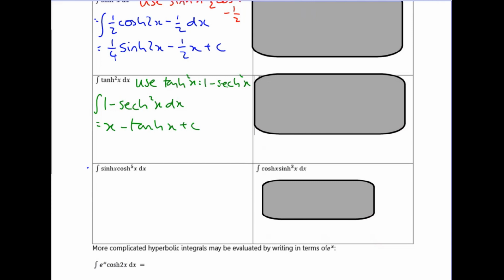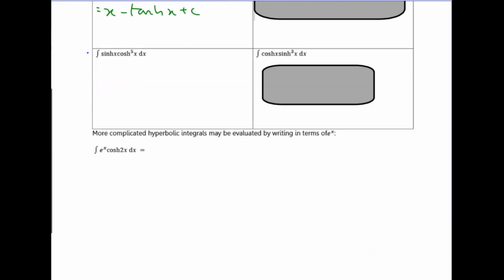Final one on this one. So you can use a substitution for this one. If you were going to use a substitution, you could use the substitution u equals cos x, and it would work out from there. The sin x would end up cancelling out.